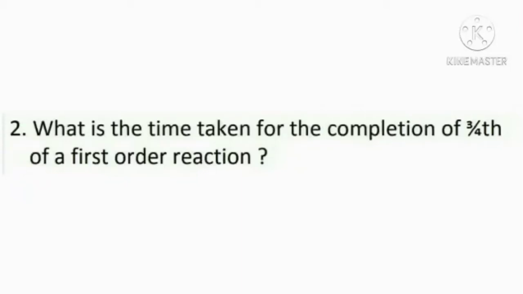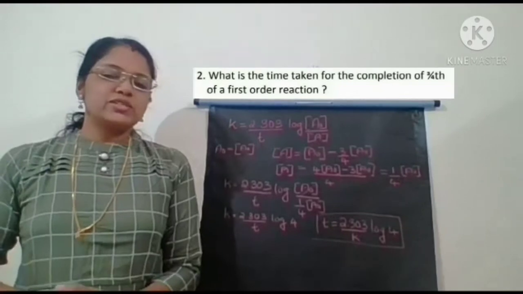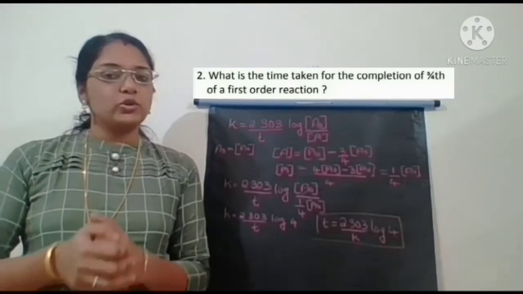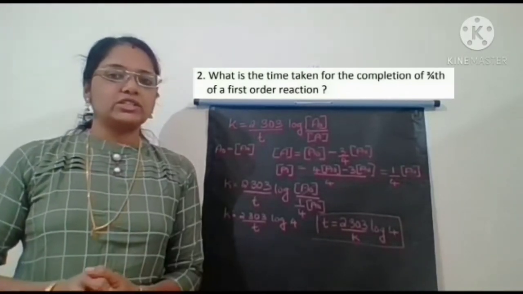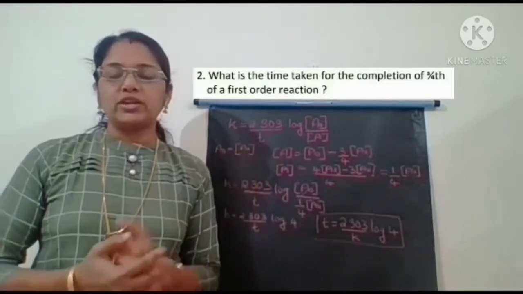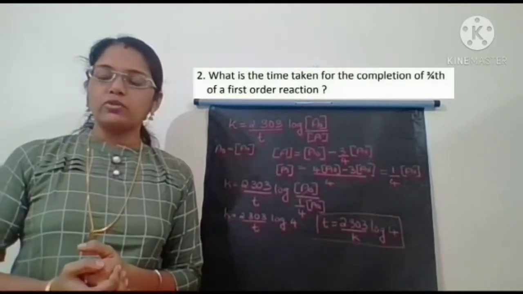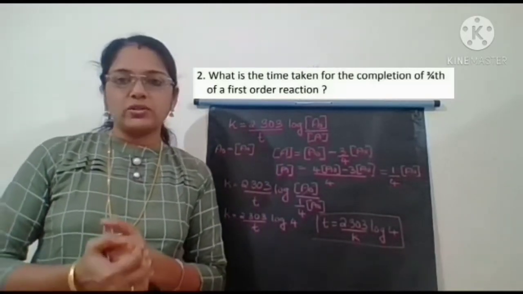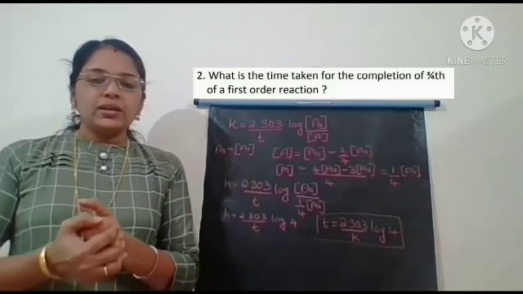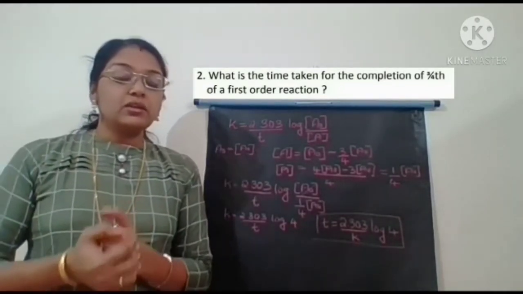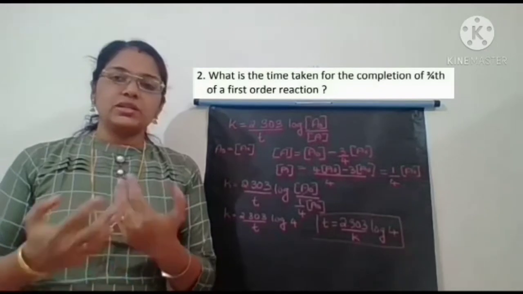So coming to the second question, that is, what is the time taken for the completion of 3/4 of a first order reaction? So here the question is based on first order kinetics. The rate equation for a first order reaction is K = 2.303/t × log([A]₀/[A]). Again, in this question, they are telling that 3/4 of the initial concentration is completed.